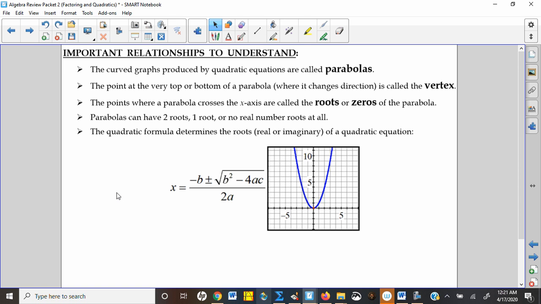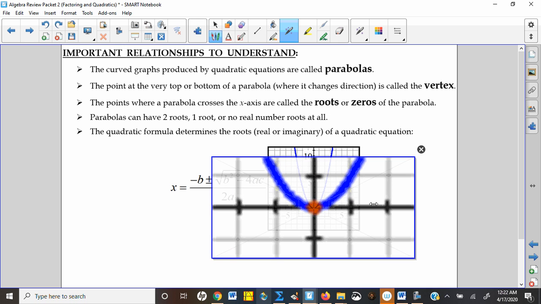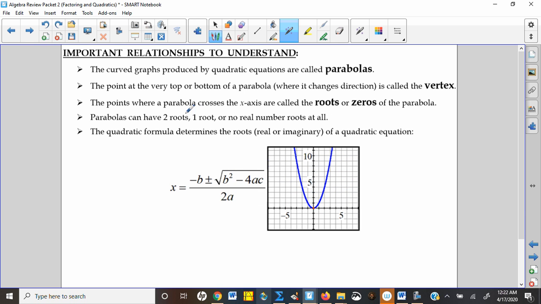Here are some important ideas about parabolas. Quadratic equations always produce parabolas. There are no ifs, ands, or buts about it. The point at the lowest point, or possibly the highest point if it's been reflected and is opening downward, is called the vertex. So that's a very important term. Parabolas cross the x-axis at these things called roots or zeros, because on the x-axis the y value is 0. They can have either 2, 1, or no real roots. This one actually is one of the examples that has exactly 1. It just hits it once.